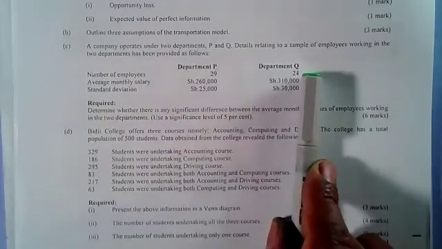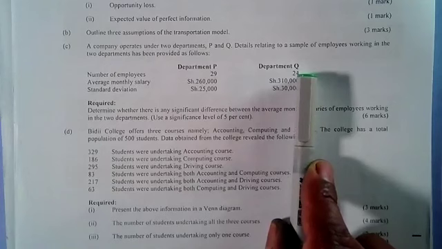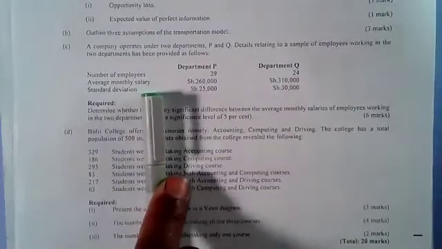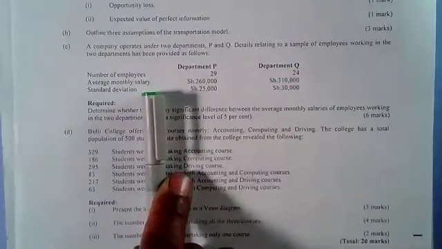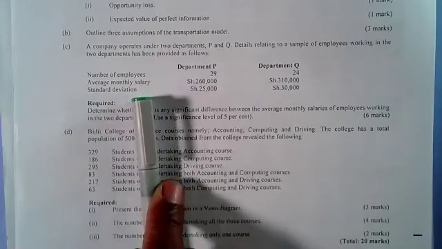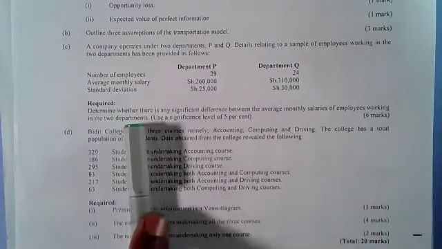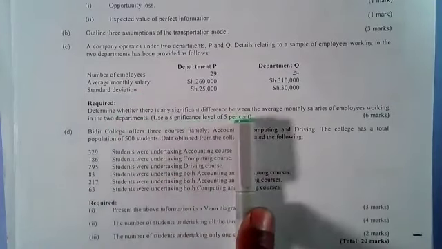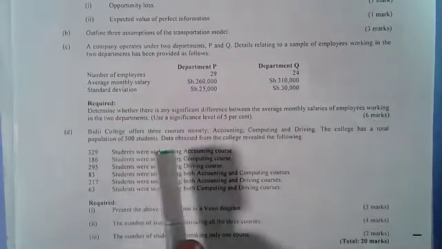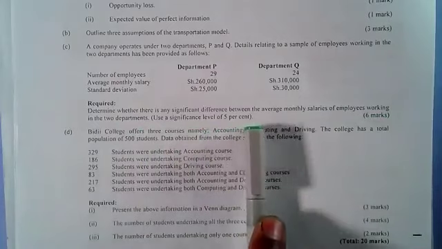First of all, you have to think that. Do you use T? Do you use Z? So in this case, we'll be using T test. Then average monthly salary, hiyo ni X bar, that's the mean. And then you are given the standard deviation. Required: determine whether there is any significant difference between the average monthly salaries of employees working in the two departments. Use a significance level of 5%.